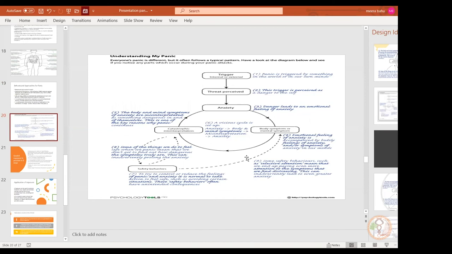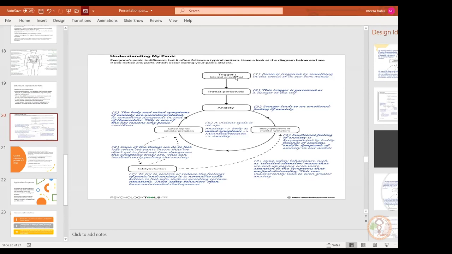The trigger is either internal or external. It could be an internal trigger, where they have a trigger of panic, and that could be the sensations that they notice, and the threat is perceived. They feel like, oh gosh, something bad is going to happen, something dangerous is going to happen. Anxiety kicks in, and then body symptoms and mental symptoms take place. The emotional anxiety kicks in and they experience all the bodily related symptoms. What they do second is engage in safety seeking behaviors, which is avoidance. Or some people take their pulse, they feel the pulse here, and put their hands here just to see whether the heart is beating and things like that.